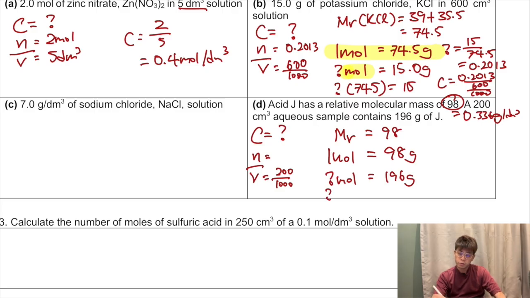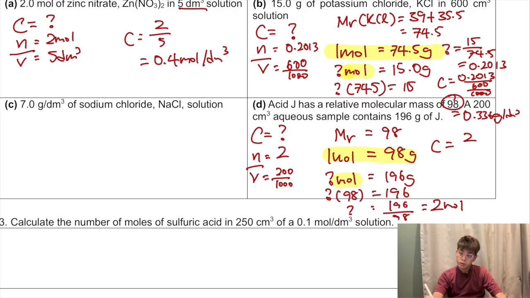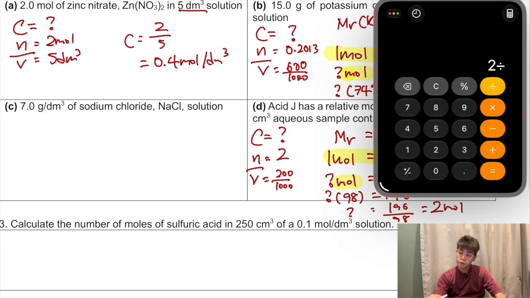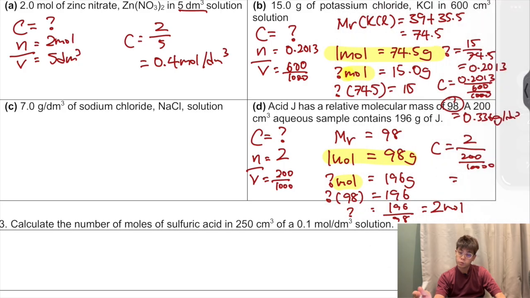So therefore, question mark, the mole, substitute simultaneous equation into the mole. So 98 equals 196. So question mark equals 196 divided by 98, right? So I believe that's 2, right? 2 moles. So now C equals 2 divided by 200 over 1000. Right, so then this one, let me take out my calculator. 2 divided by 200 times 1000 is 10 moles per dm cube.